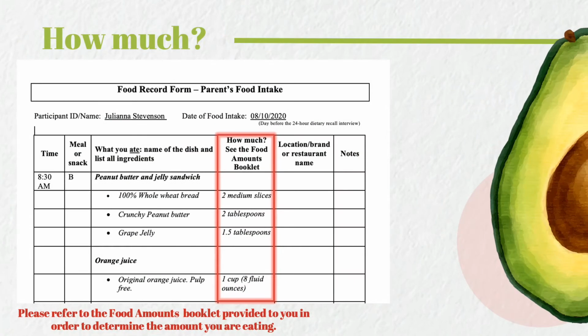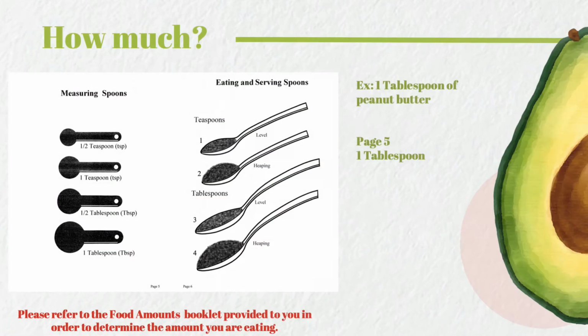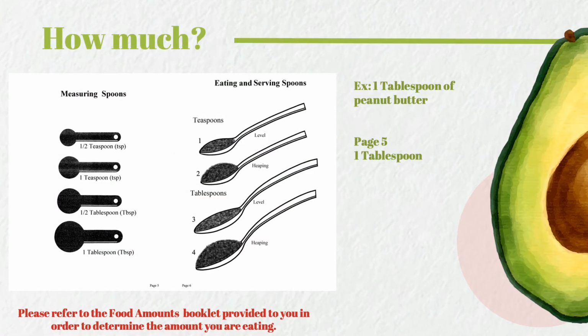In the next column, using the food amounts booklet provided to you, you will record the amount of each food that you have eaten that day. In the example before, 2 tablespoons of peanut butter was used to make our sandwich. This amount can be determined using measuring spoons, eating spoons, and also serving spoons. There are many examples that you can refer to in the food amounts booklet provided to you in order to determine the amount of food that you are eating.